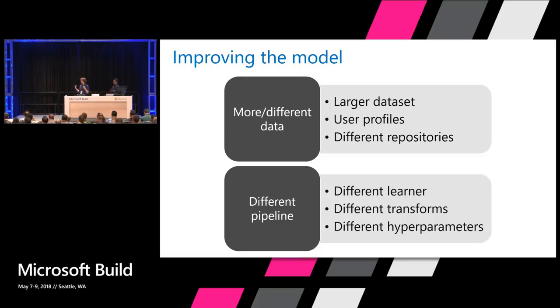Another thing is that if the other .NET repositories use the same GitHub labels, we can bring in all of those repositories together and create a bigger data set and train a model on that. Other than bringing in other data, we can try and change the learning pipeline that we created. We might change the learner or the transforms or the hyperparameters, which are the things that you can tweak within the learner and the transforms to improve the model. So let's take a quick look at what we might do.